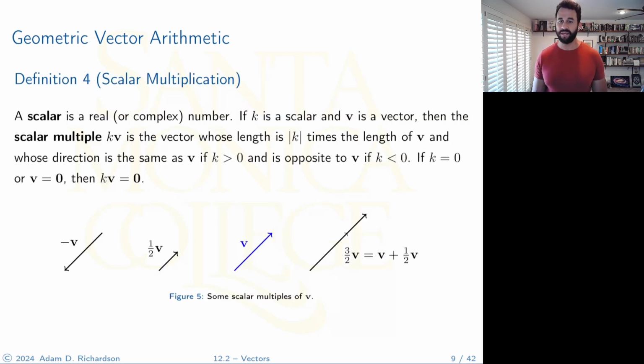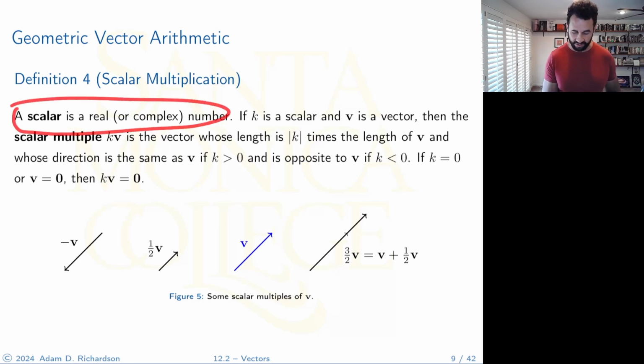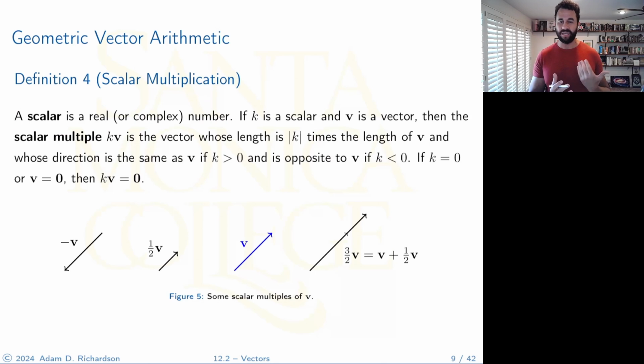So scalar multiplication. One thing we can do with vectors is we can scale them, and we scale them by multiplying them by a scalar. So what is a scalar? A scalar is, for us, a real or possibly a complex number. We're going to stick to real numbers for the most part, but a scalar is just a type of object that has a certain property. Just think of it as a real number. A scalar is a real number, but we could also use complex numbers if we wanted to.